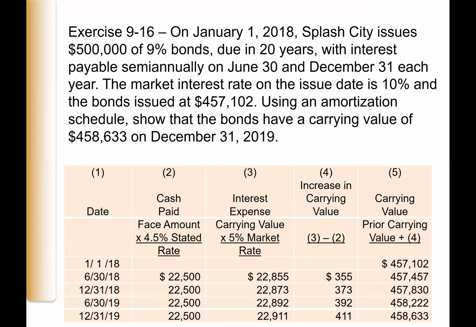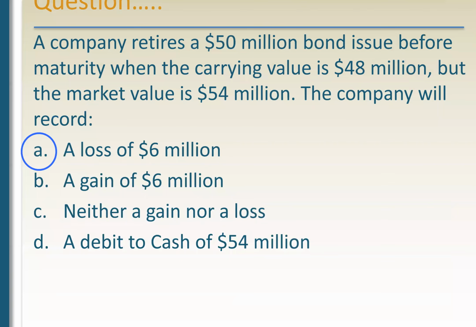So basically, you can see here that if you just keep carrying down the amortization schedule, and you know what the cash is, you calculate the interest expense, you show the increase in the carrying value, you'll end up getting to that carrying value on December 31st, 2019. Okay. Any questions?